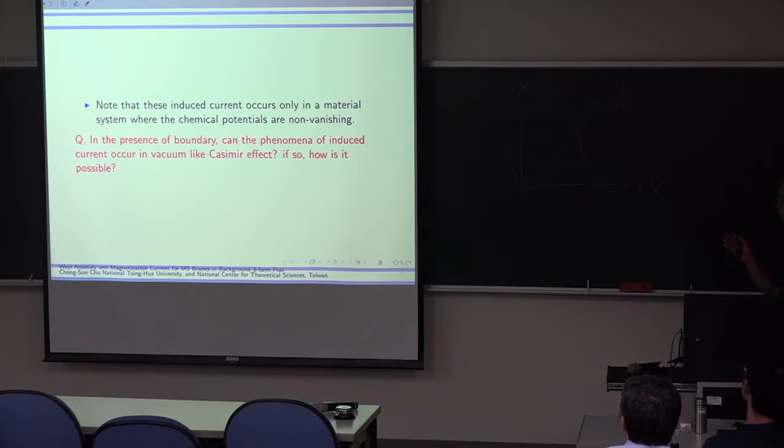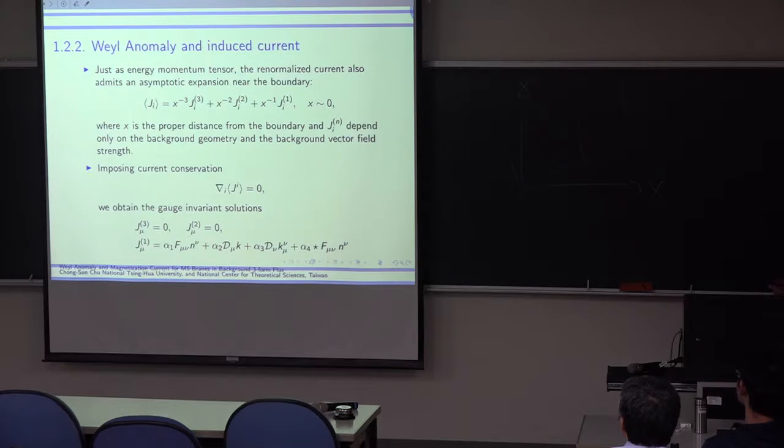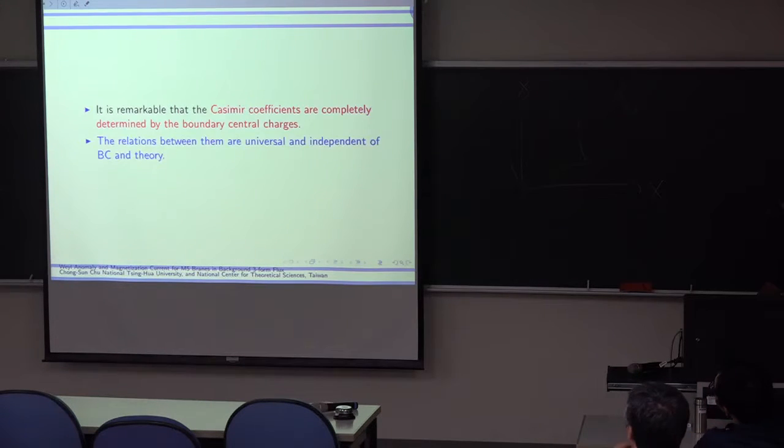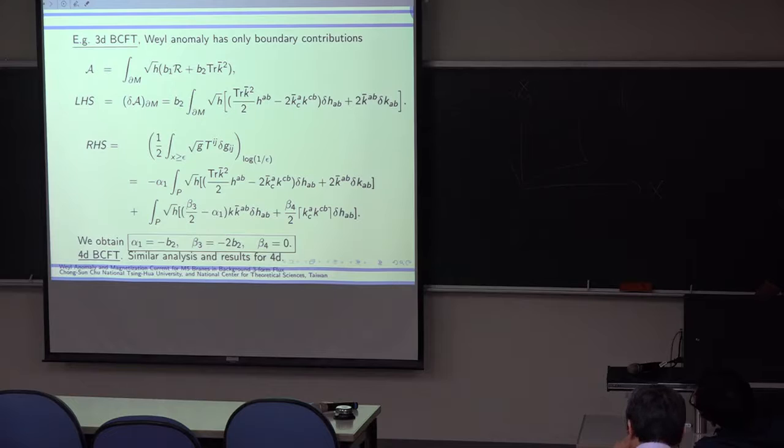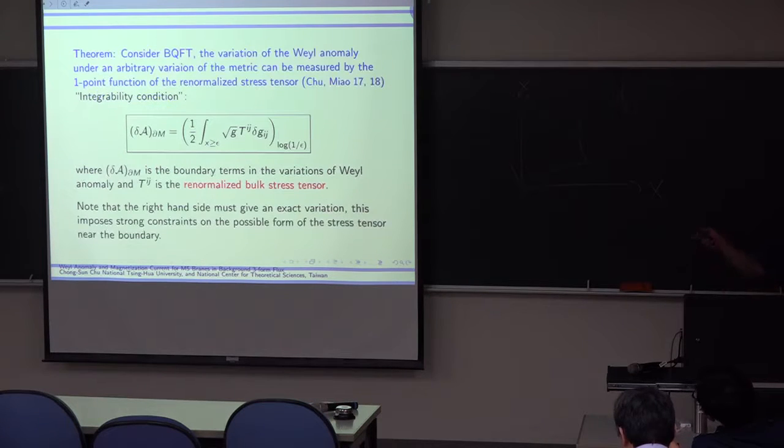If you have Weyl anomaly and also a boundary. So this is what I want to explain. To arrive at this result which I'm going to tell is not because we are thinking about induced phenomena. It's just completely natural that after you have done this analysis for the Casimir effect, for a second rank tensor, you would generalize.